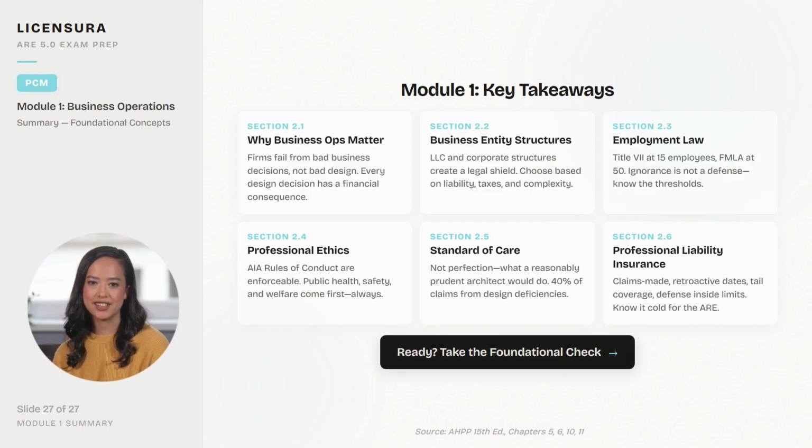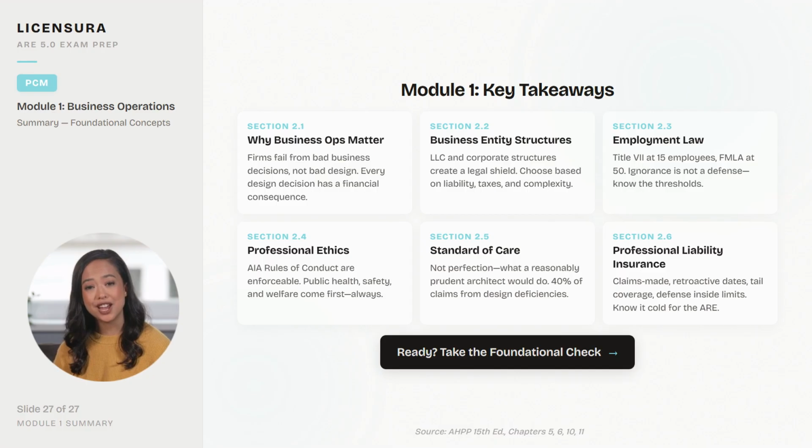Section 2.4 was professional ethics, the AIA Code of Ethics, the 6 Canons, and the rules of conduct. Ethics isn't abstract for architects. The rules of conduct are enforceable. Violate them, and you face real disciplinary action from the AIA. Your obligations run to the public, your clients, the profession, your colleagues, and the environment.